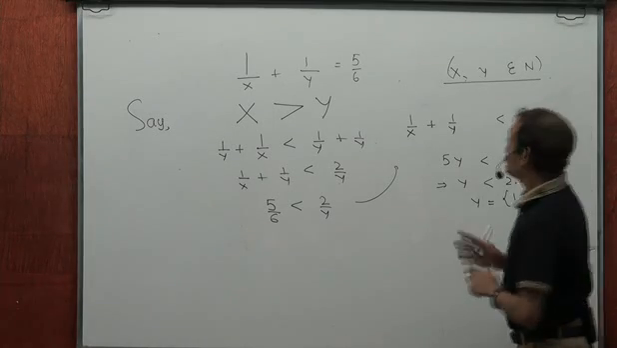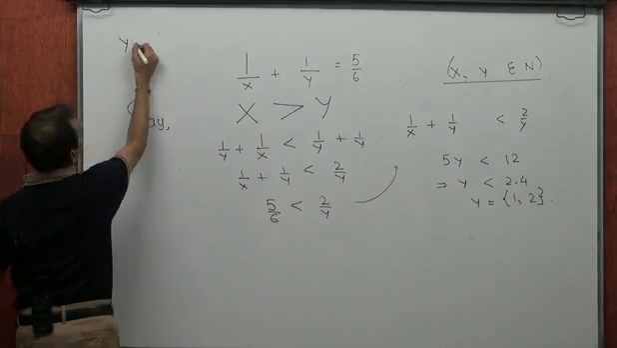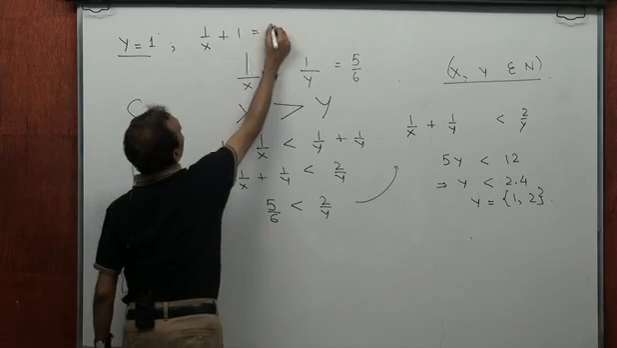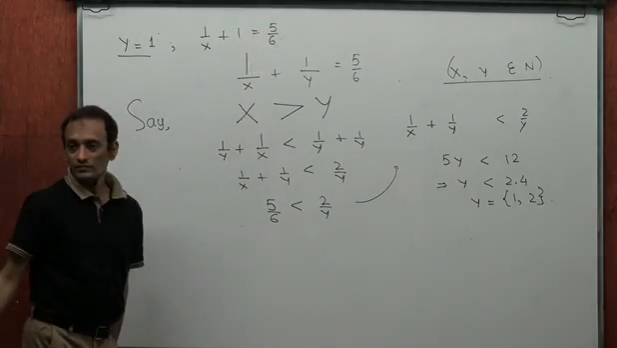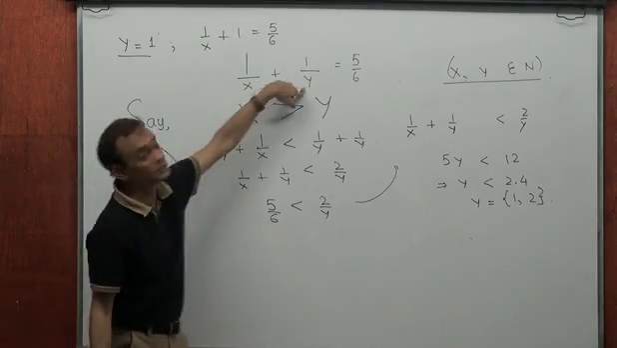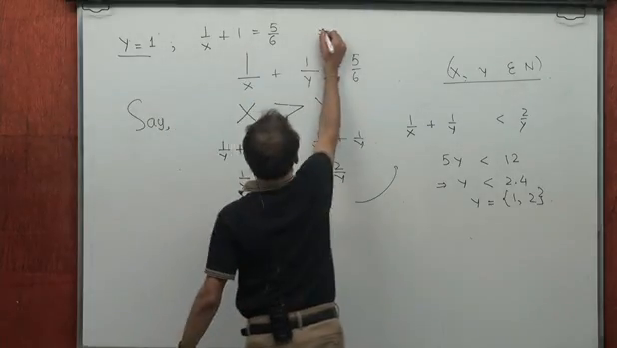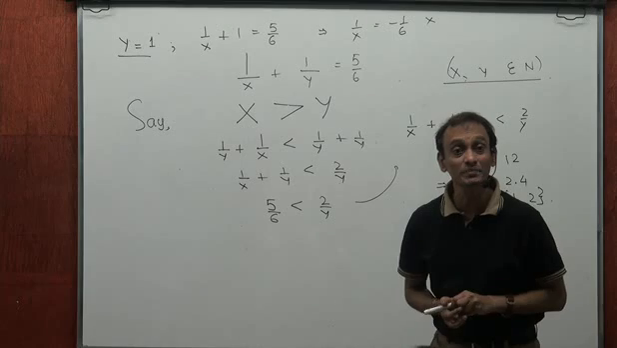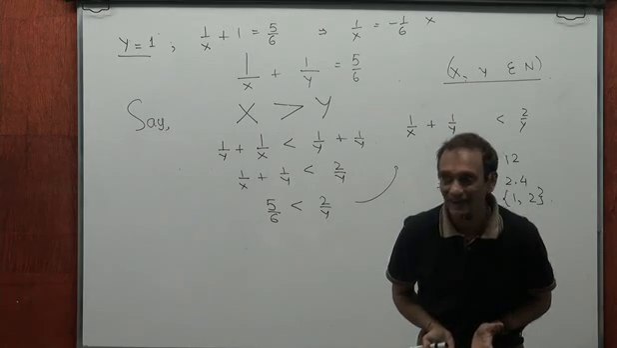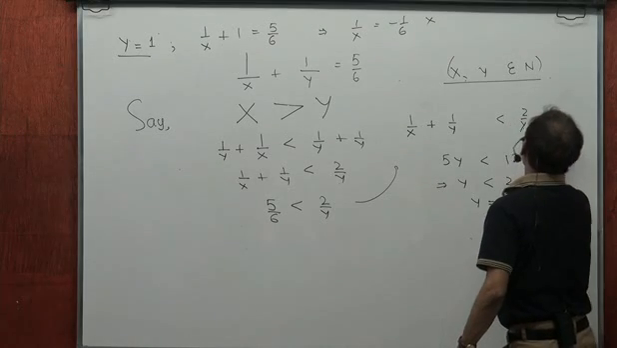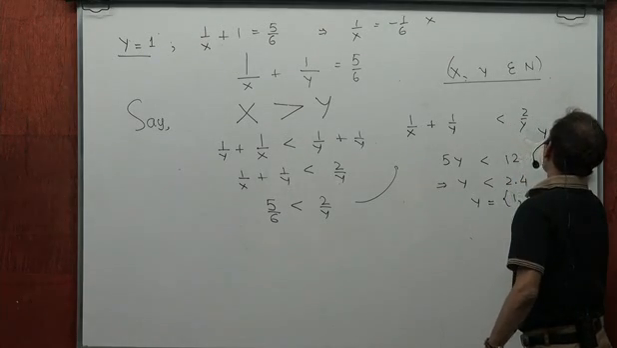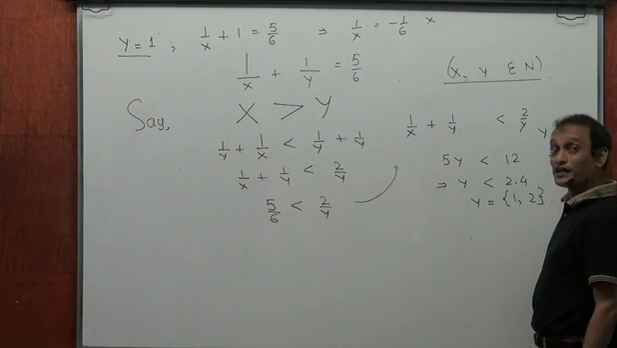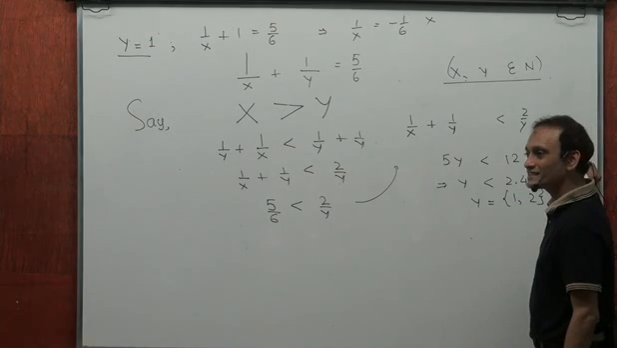Now if you put y equal to 1, what do you get? If you plug in y equal to 1, you get 1 by x plus 1 is 5 by 6, or you get 1 by x as minus 1 by 6, which is not possible because x is a natural number. 1 by x cannot be negative, right? So y equal to 1 is junk. It could be ruled out. Y equal to 1 doesn't give me a natural number value of x.